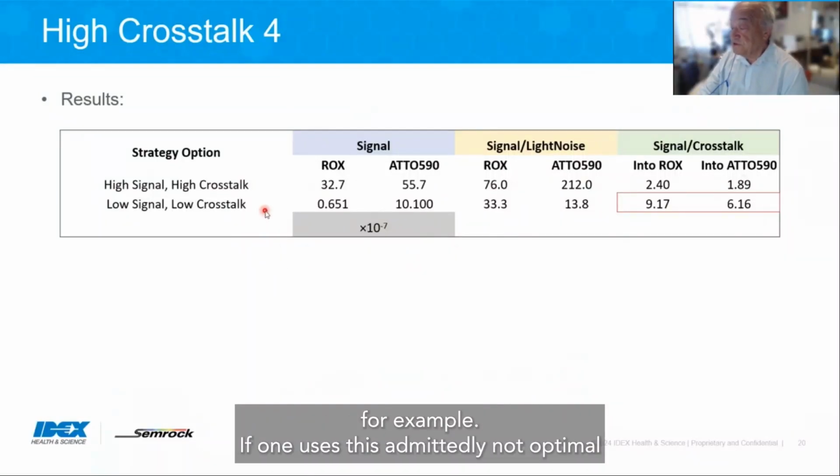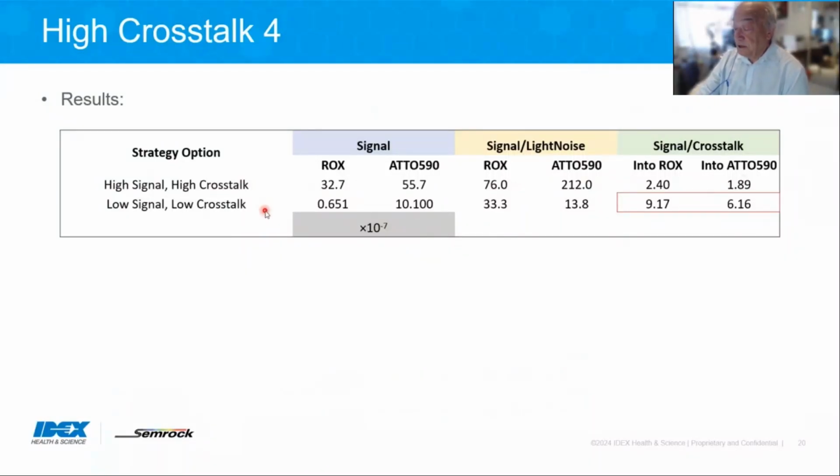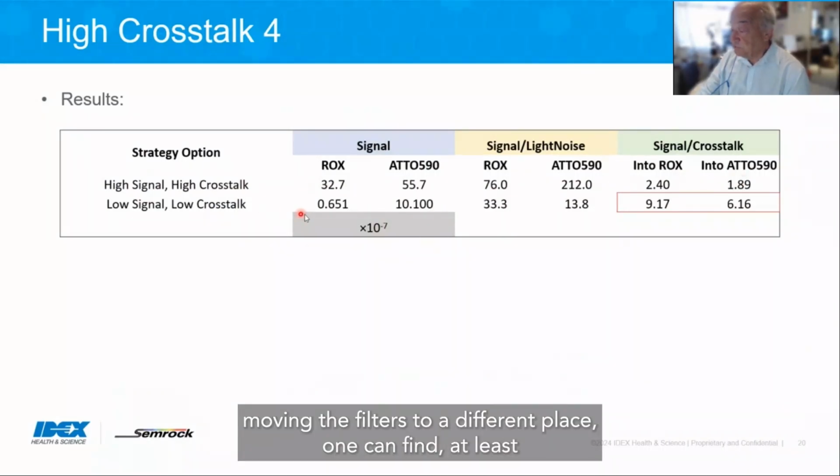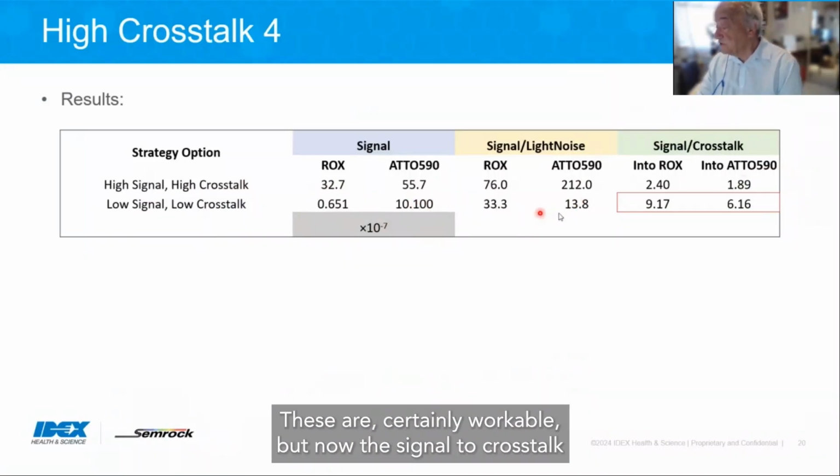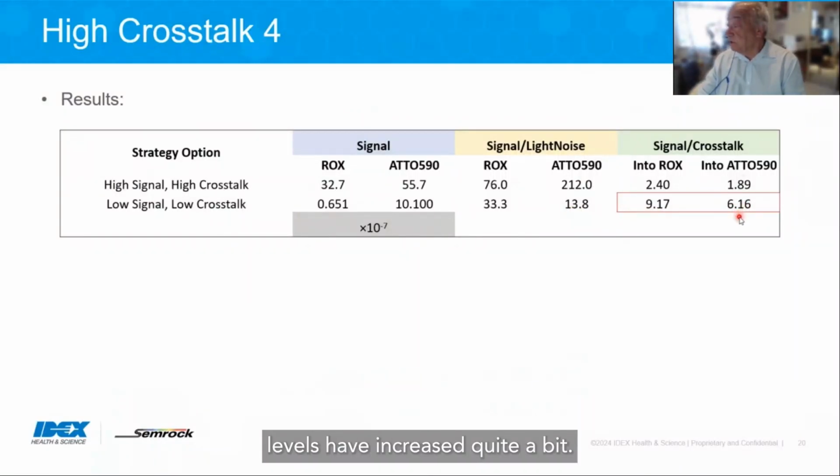If one uses this admittedly not optimal option of moving the filters to a different place, one can find, at least for this one, a decent level of signal and of signal to noise. These are certainly workable. But now the signal to crosstalk levels have increased quite a bit.